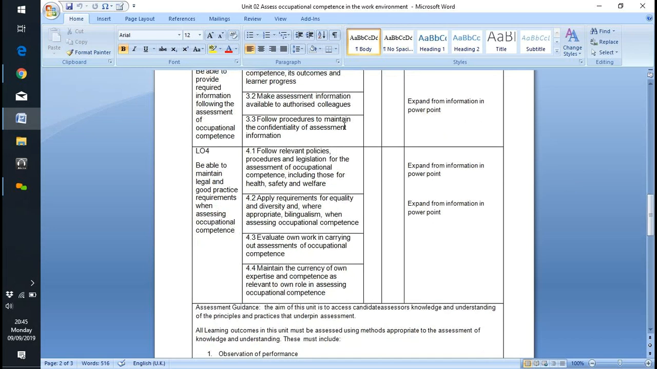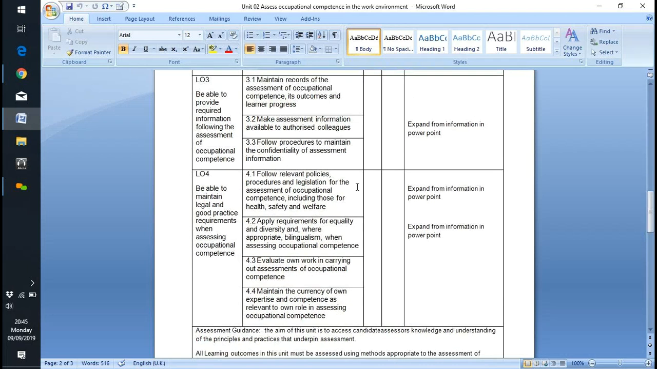So you maintain procedures to maintain confidentiality and follow relevant policies, procedures and legislation for the assessment of occupational competence, including those for health, safety and welfare, which I mentioned earlier. One of the other people that could be involved in make assessment information available to authorised colleagues, it may be you have somebody who is not a colleague that will need to see that information. Can you think who that could be?